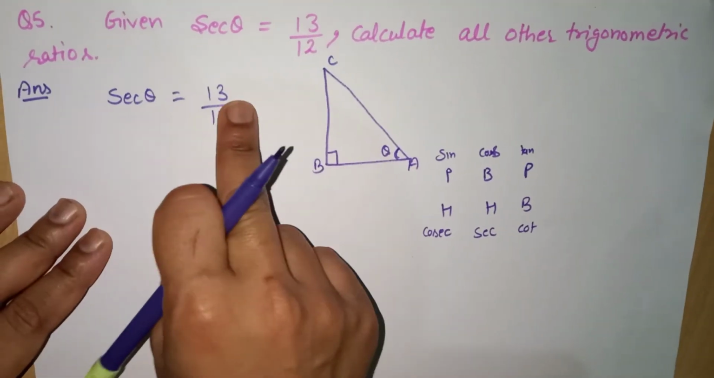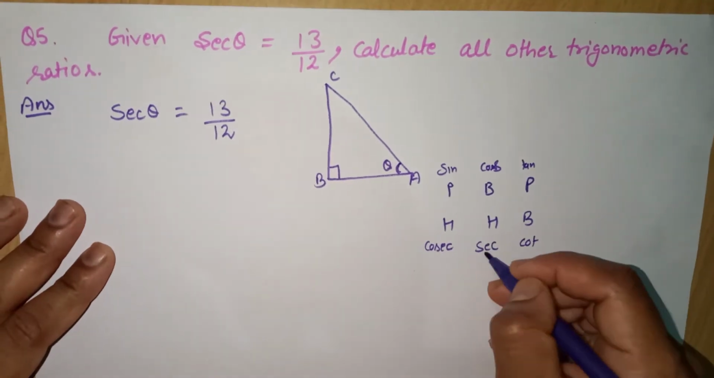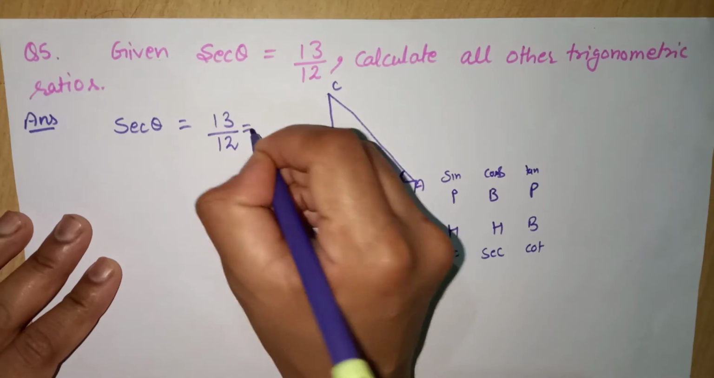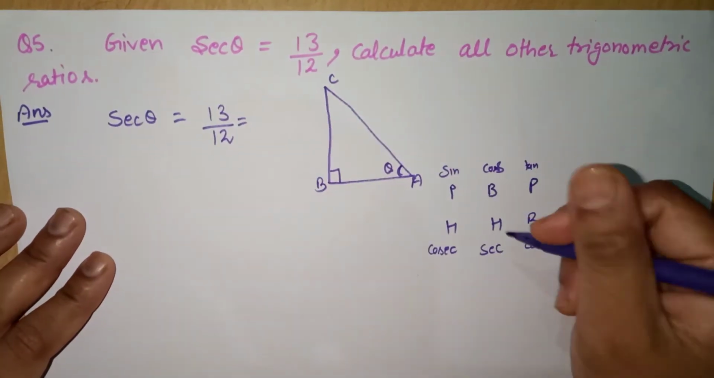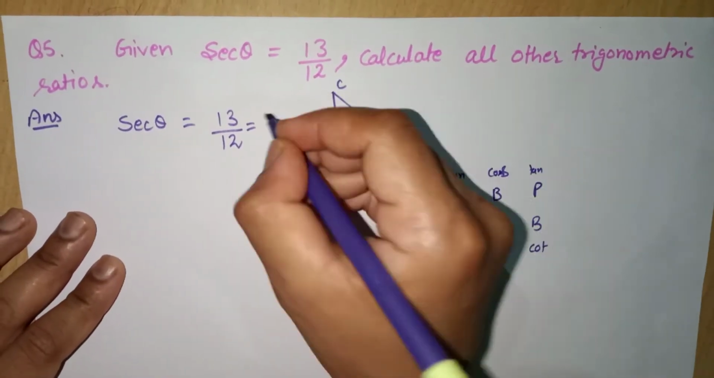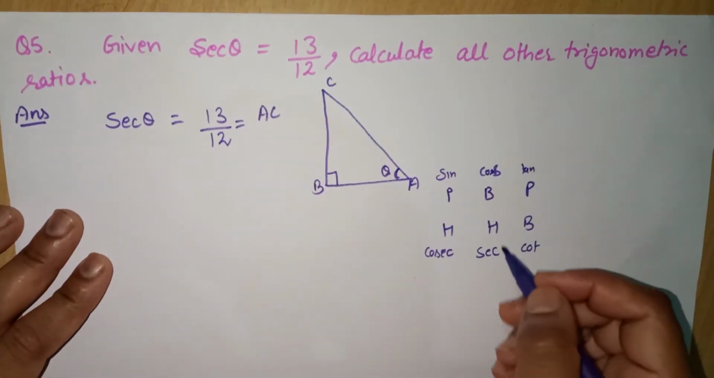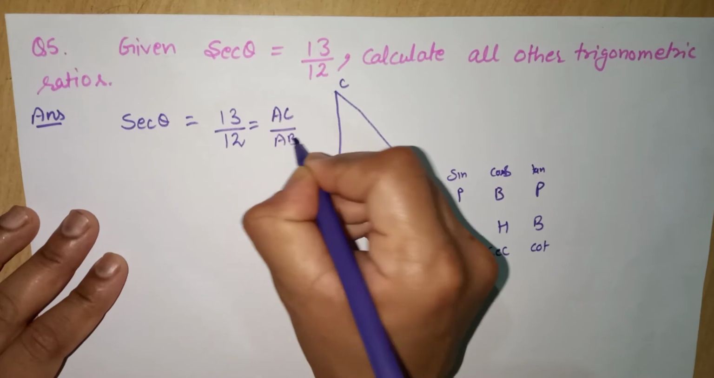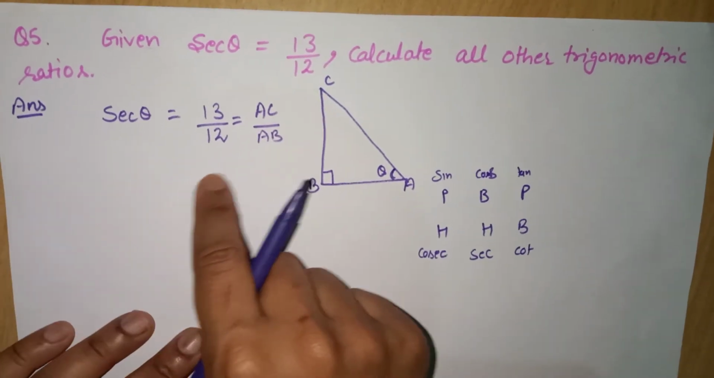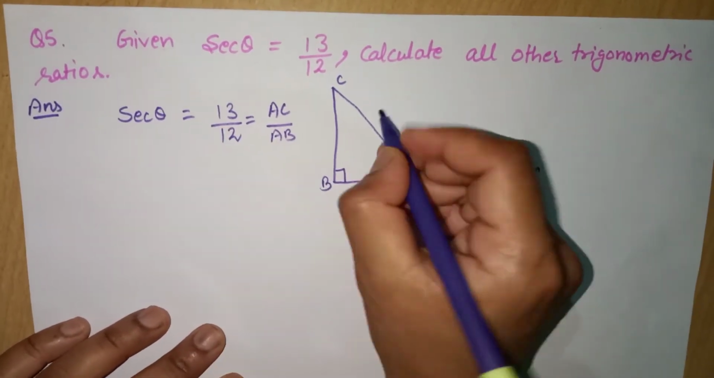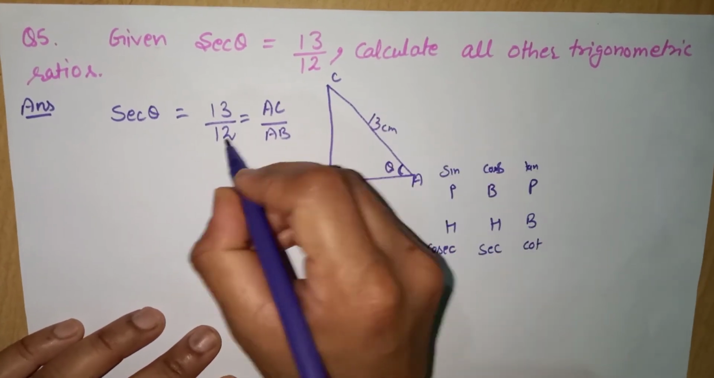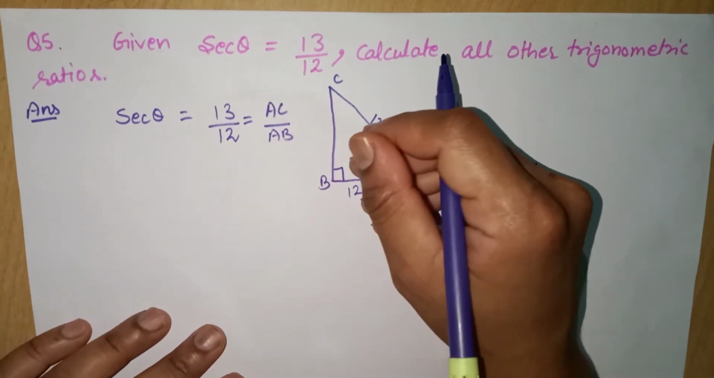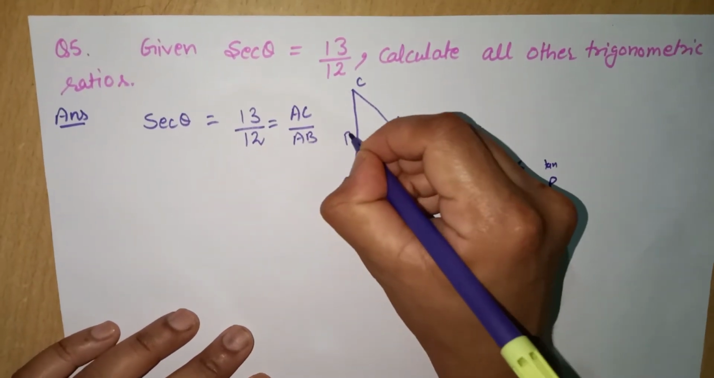Now we are given that secant theta is equal to 13/12, and secant theta is equal to hypotenuse upon base. So in our triangle, the hypotenuse is AC and the base is AB. So we have the values of two sides of the triangle: AC is equal to 13 centimeter and AB is equal to 12 centimeter. We have to find the value of the perpendicular.